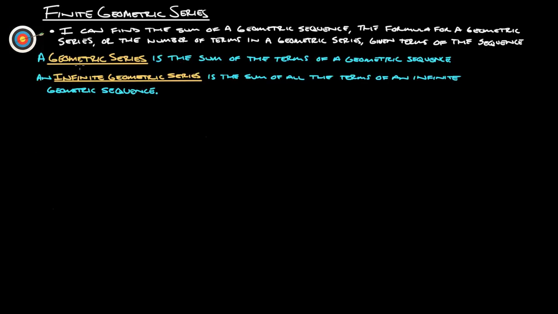Okay, so first things first. A geometric series is the sum of the terms of a geometric sequence. An infinite geometric series is the sum of all the terms of an infinite geometric sequence. So there's an endless amount of these terms here.